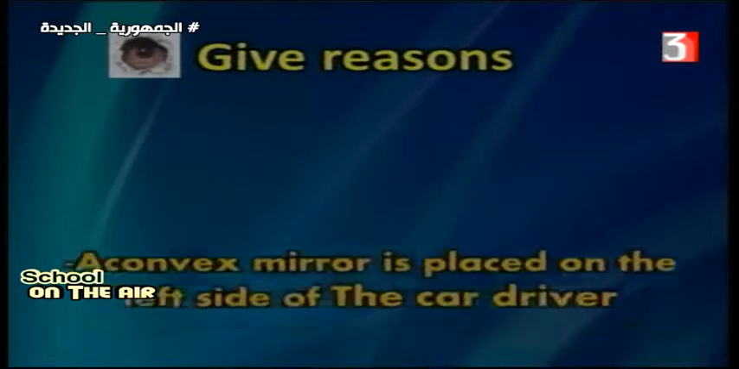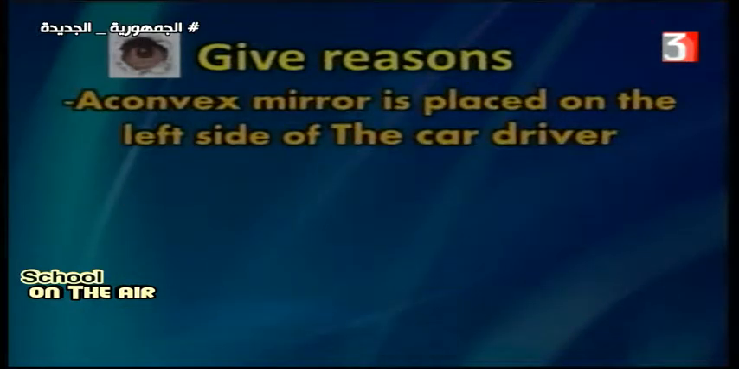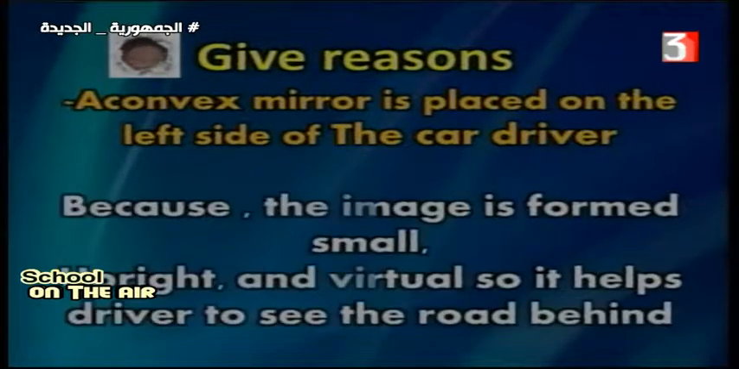Look, give reason. My dear, catch the question well and make a complete answer. A convex mirror is placed on the left side of the car driver. Do you think why? It's easy to say. Because the image is formed small, upright, and virtual, so it helps the driver to see the road behind. It's wonderful to say the properties of the convex mirror. Wonderful question. Another one.